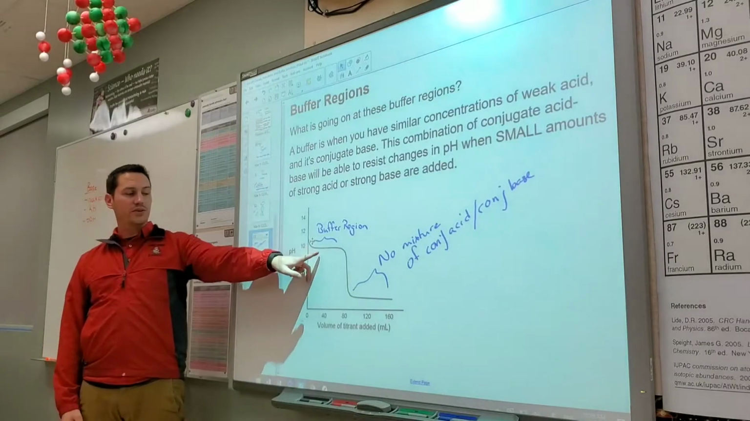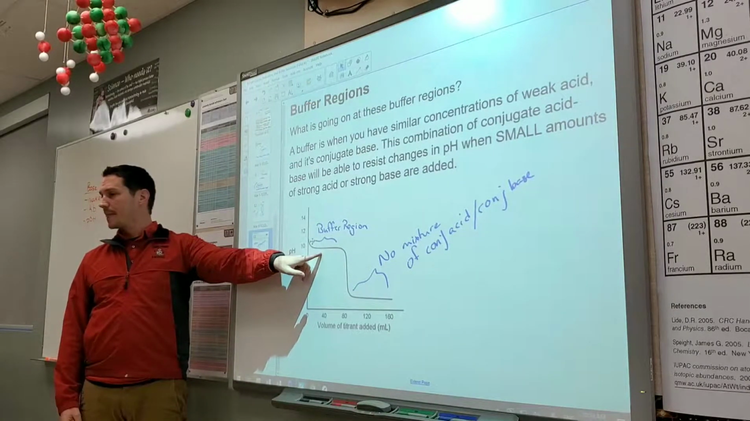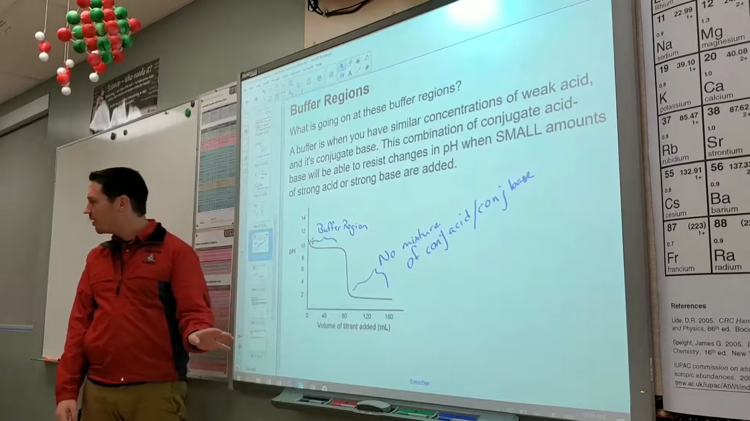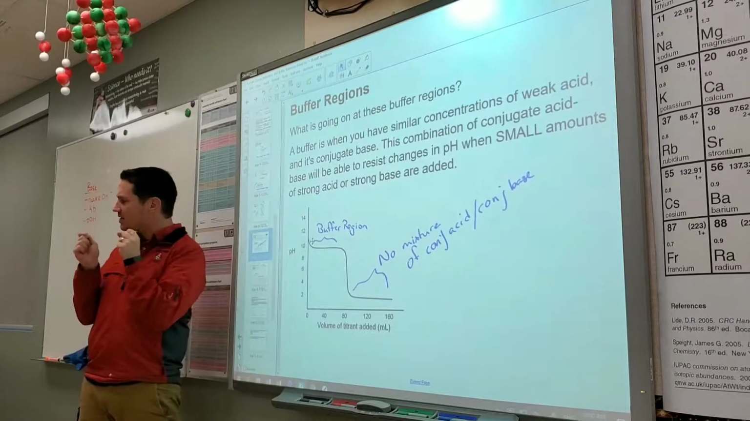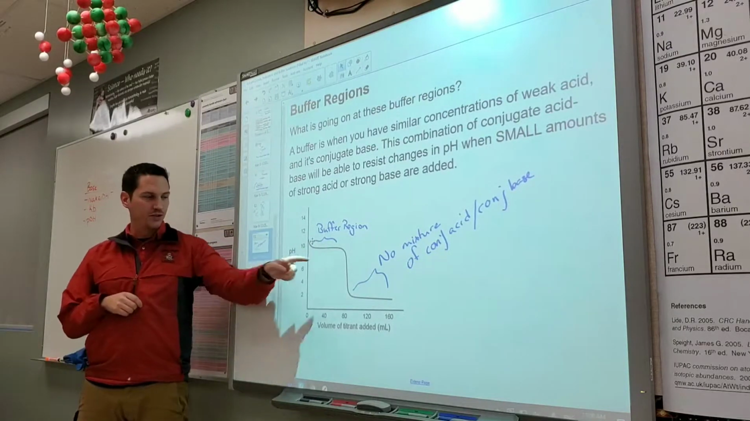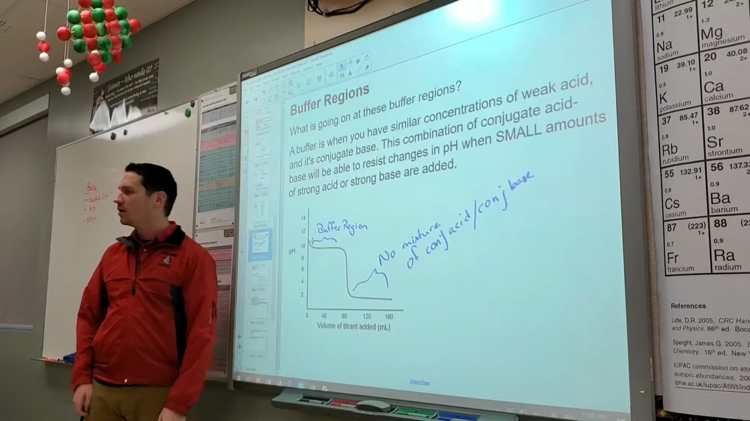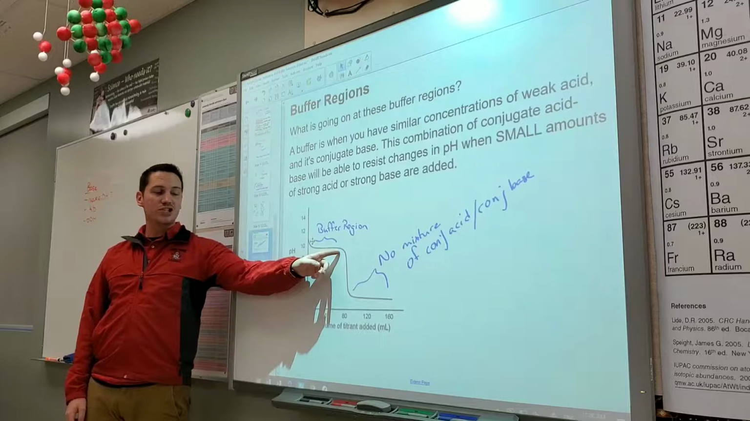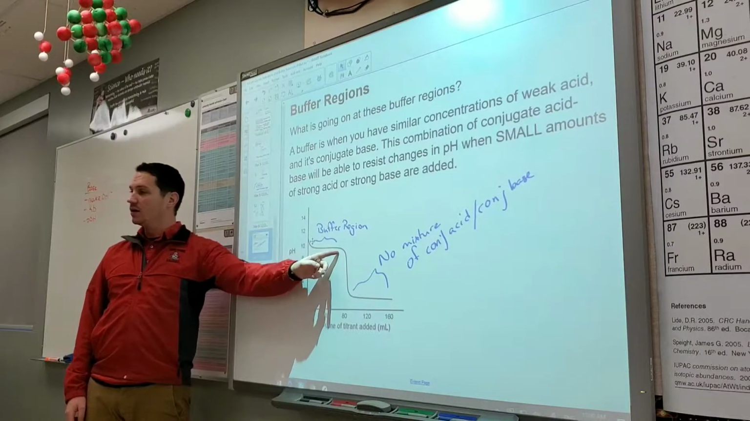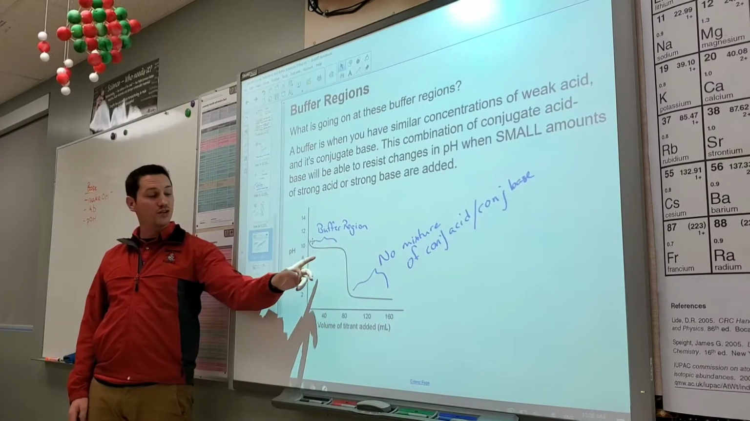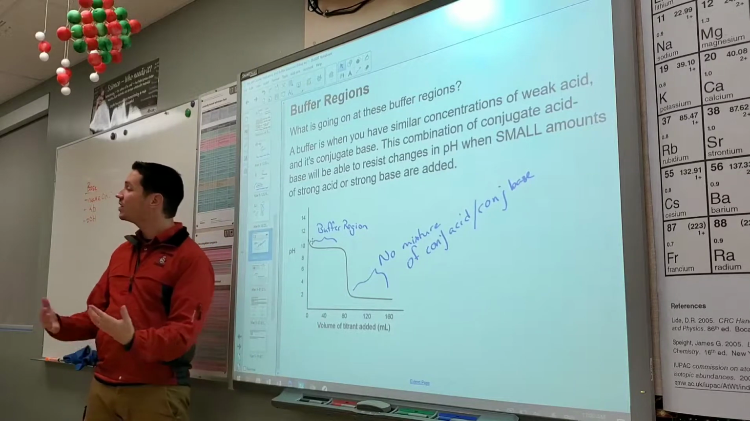Okay, what's a characteristic of a buffer region? What's important about a buffer region? Why is this region special compared to this part of the titration? Is the pH changing dramatically in here? No, not really. It's not changing dramatically, and that's a good thing.